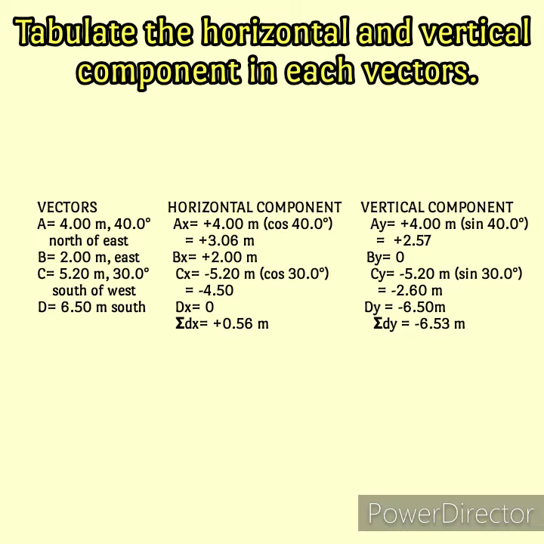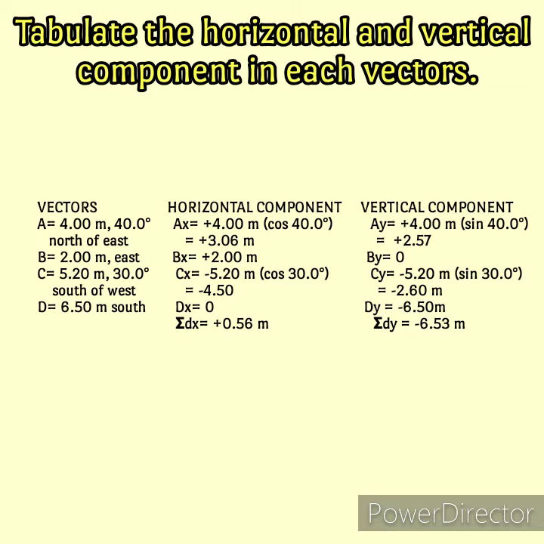Then, the magnitude of the given is 4 meters. Then, cosine 40. In the horizontal component, you will be using cosine. Next vector, 2 meters going to the east. Since it is going to the east, it must be positive 2. Why is there no cosine? Because there is no given angle for the given vector.